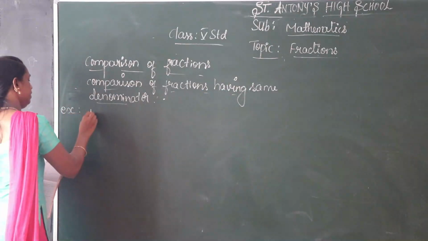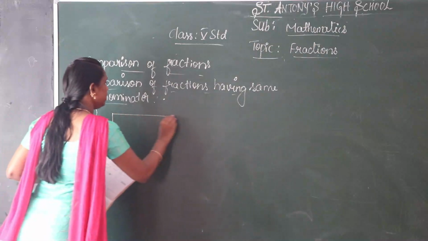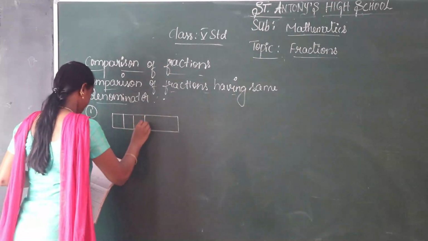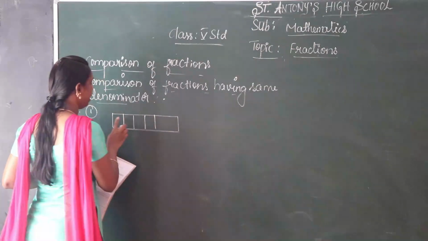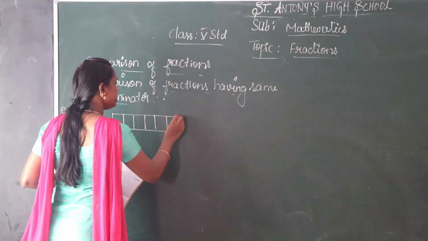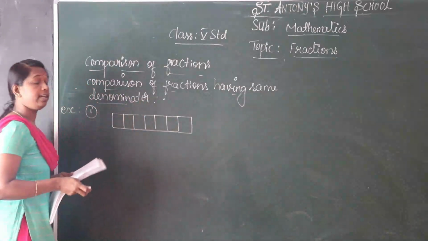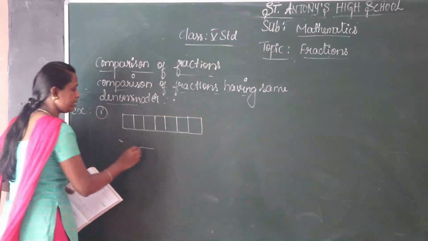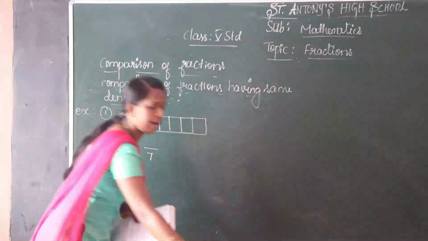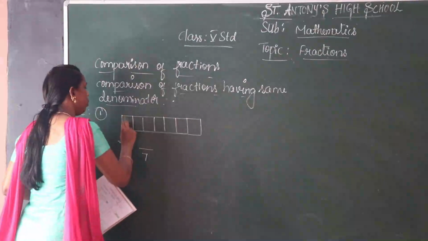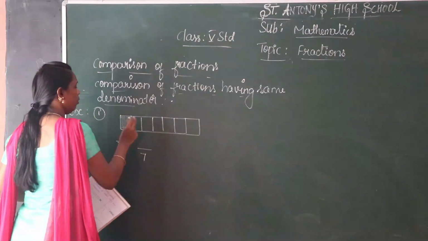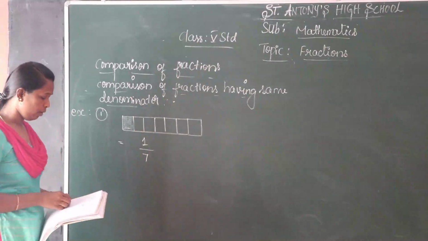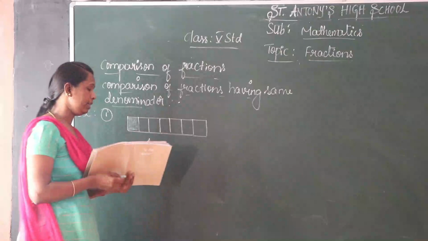Example number 1. Here is a figure. How many parts are there? 1, 2, 3, 4, 5, 6, 7. So we write the fraction: the total number of parts is 7, but only one part is shaded. So the numerator is 1 because the shaded part is 1. The fraction is 1/7 for this figure.